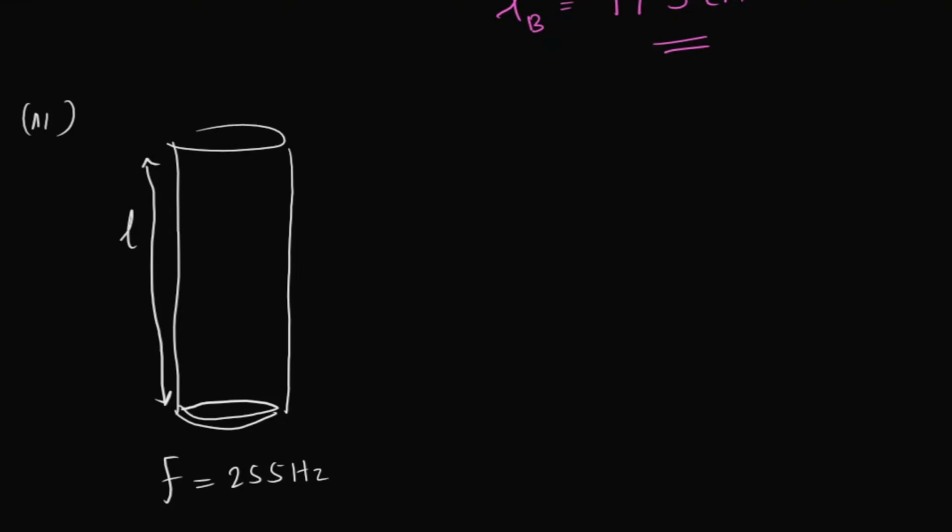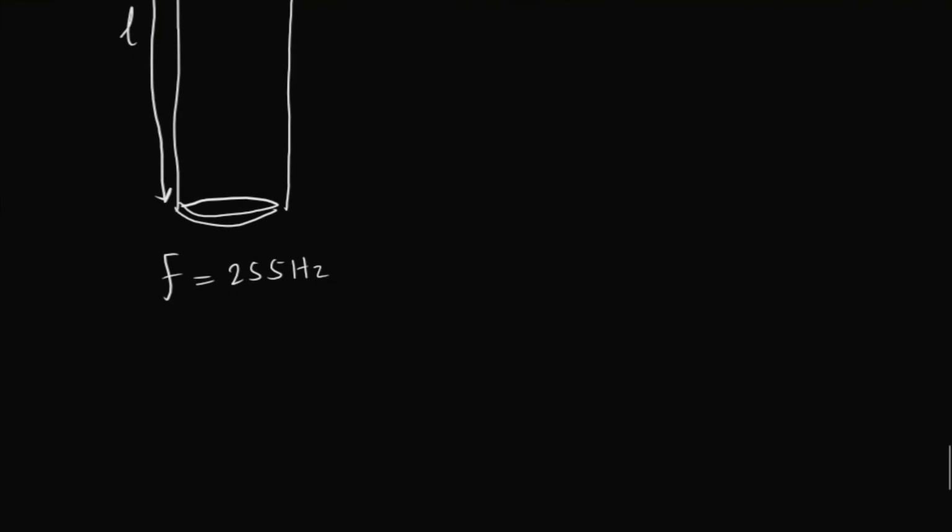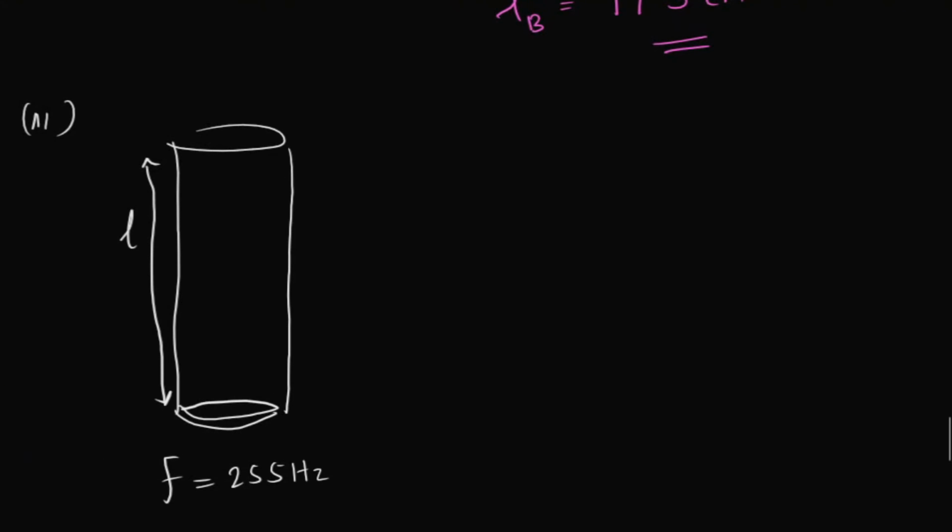So we need to increase the frequency. According to F proportional to 1 over L, if we need to increase the frequency from 255 to 260, then you need to decrease the length of the tube. So therefore, you will have to simply decrease the length of the tube.